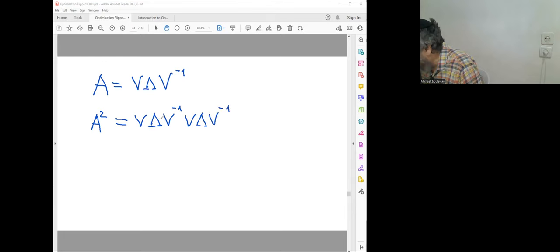And those two cancel. And lambda by lambda is lambda squared. It's a diagonal matrix just with squared entries. So it's V lambda squared V inverse.